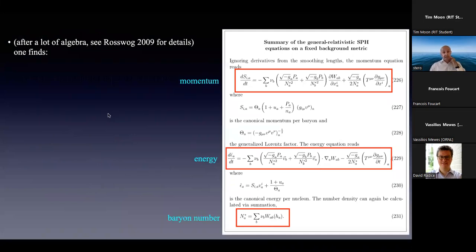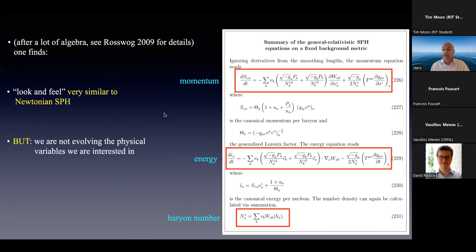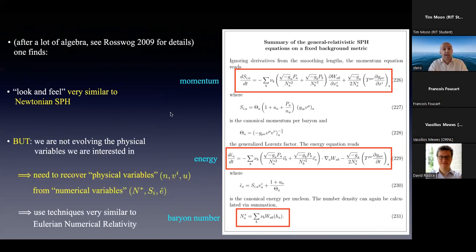Now, if you do this, then the evolution equations of that require quite a bit of algebra, but this is laid out in this paper here, for example. And once you have found them, then you find they actually look pretty nicely similar to the Newtonian equations. But of course, there's a difference, and the major difference is, well, we are not really evolving the quantities that we're interested in, but say in this community, of course, I don't have to say much about this. This is very similar to what is done in standard Eulerian relativistic code. So we also have to do a recovery so that we recover the physical variables from the numerical ones.